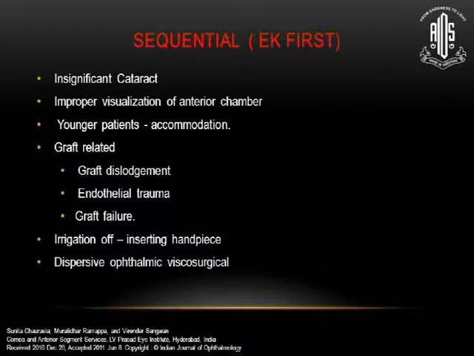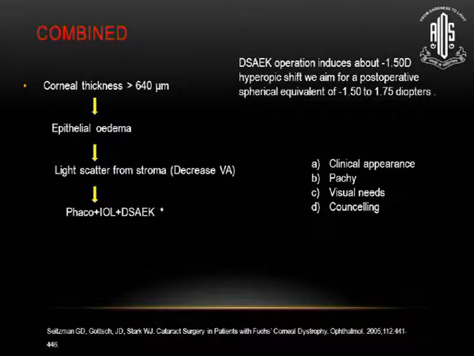So what about the EK first? If there is an insignificant cataract, an improper visualization of the anterior chamber, and for younger patients who need their accommodation, we could plan for an endothelial keratoplasty. But we have to take into account the graft-related issues such as dislodgement, graft failure, and trauma for the phaco surgery later on. And coming to the combined surgery, with thickness of greater than 640 microns with epithelial edema which causes scattering and defective visual acuity, you can plan for a phaco with IOL and a DSEK or a DMEK. So the clinical appearance, the pachymetry, the visual needs and the counseling are very important.